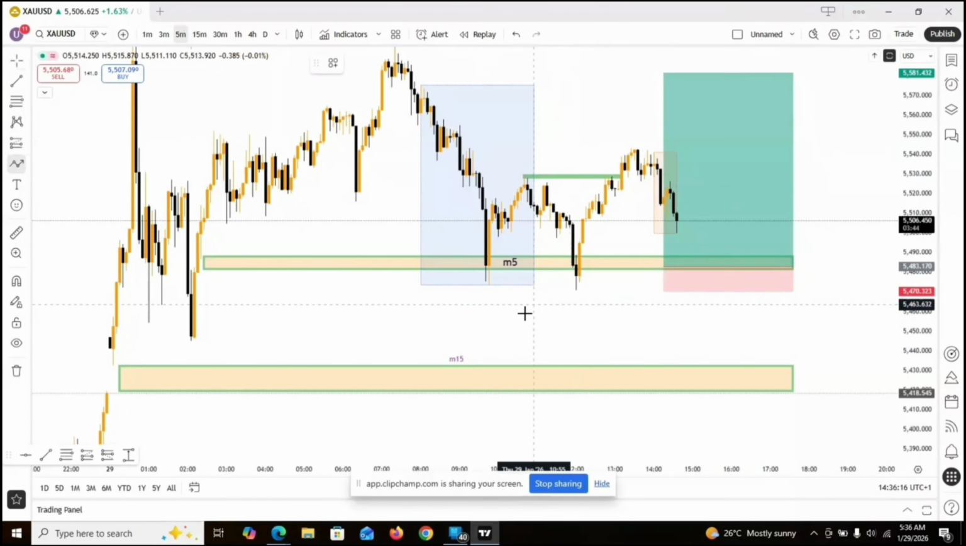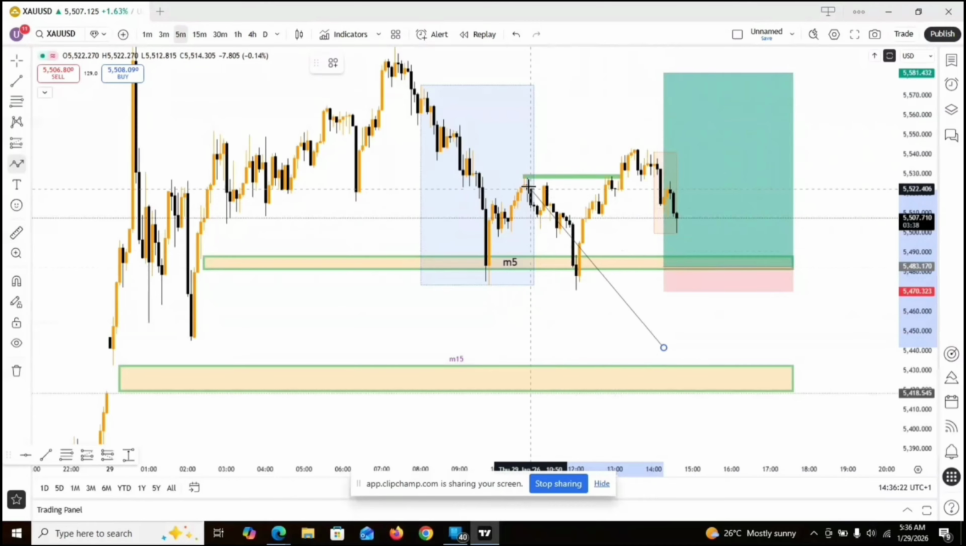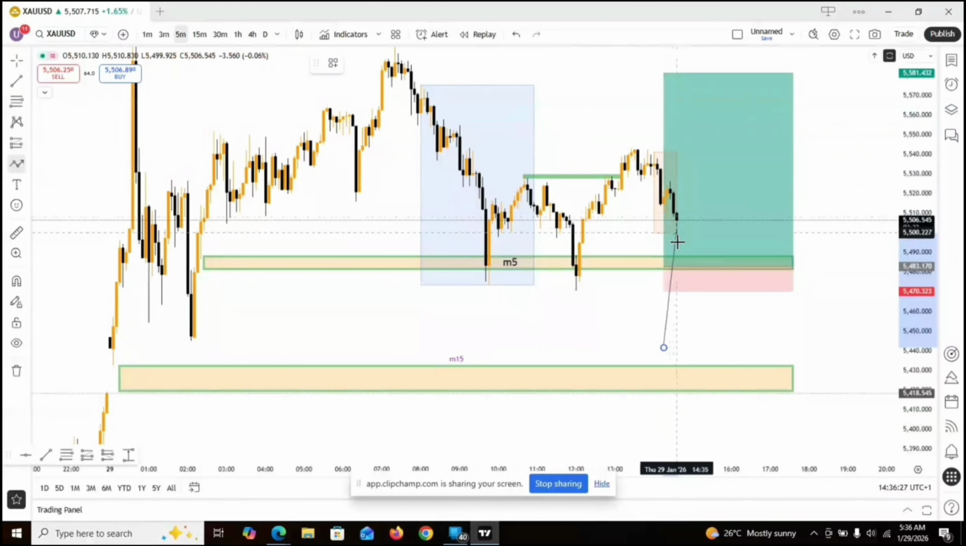So this is gold, and we are on a 5 minutes time frame. We are looking for buys on this pair. Why are we looking for buys? Because gold has been bullish all this while, and currently you can see that gold has broken this structure here, and price is coming back for a retest.